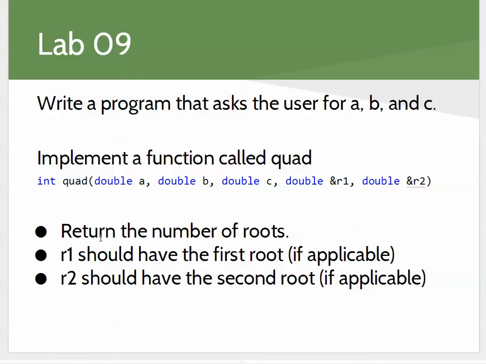In your main function, which I haven't really outlined here, you'll call quad, you'll check the return value to see whether it's 0, 1, or 2, and then you'll print out the right values. If it's just one root, R1 would be the only thing printed. If there are two roots, you'd print R1 and R2. If there are no roots, you should simply print that there are no roots.